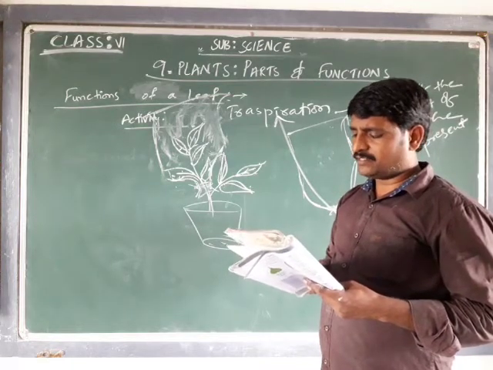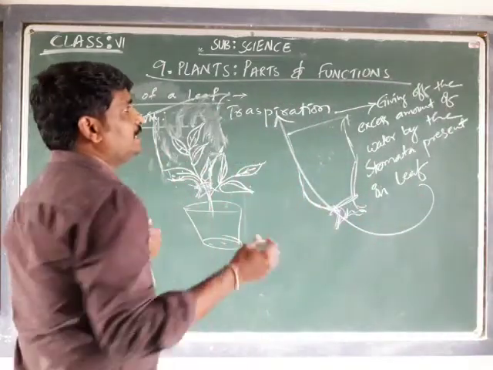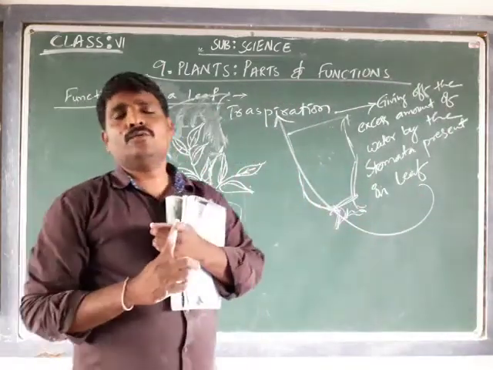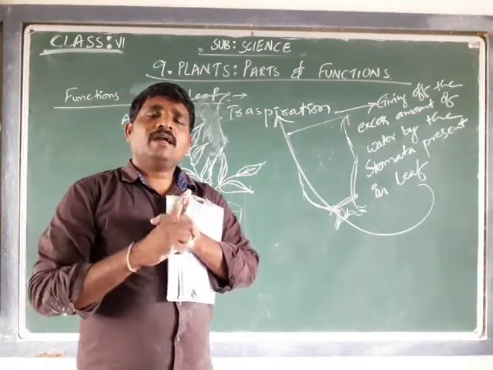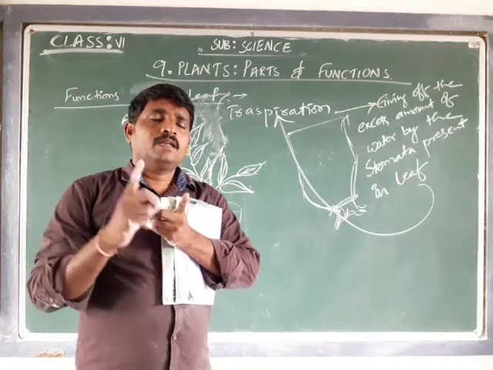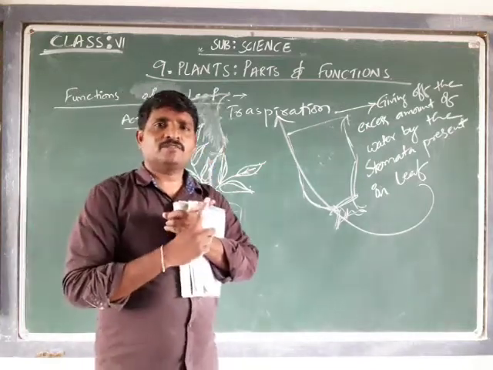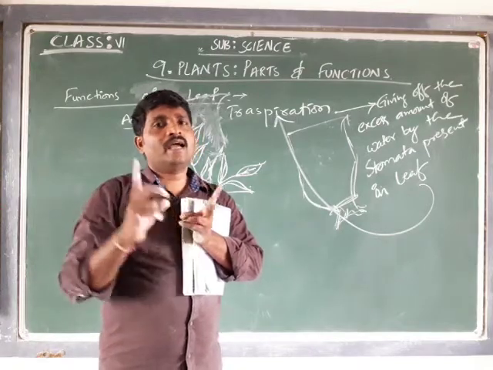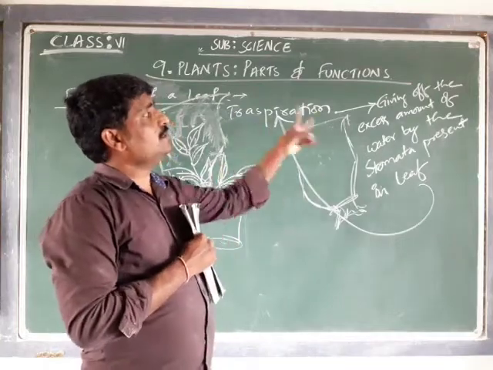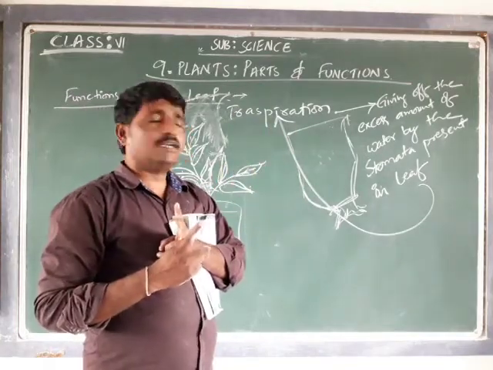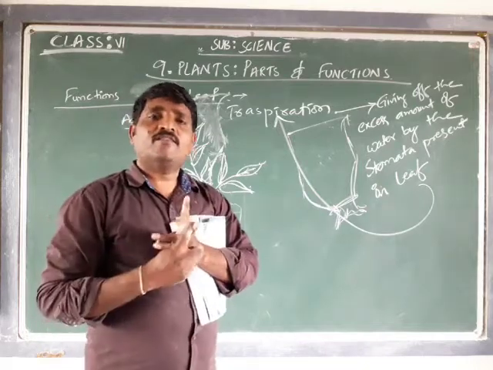Then what happens if transpiration does not happen? That means till now we have taken two functionalities of the leaf. One, the stomata present in the leaf is responsible for exchanging the gases between plants and atmosphere. And the stomata is also going to give off the excess amount of water in the form of water vapor.